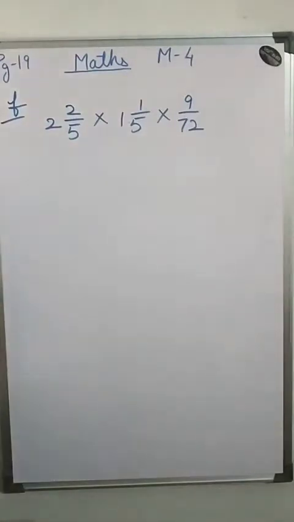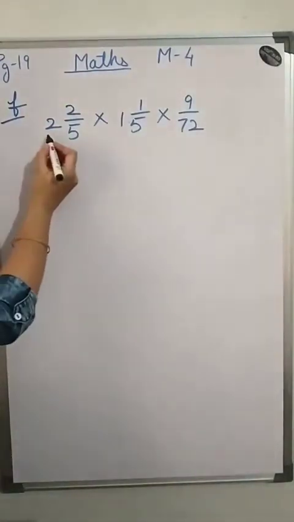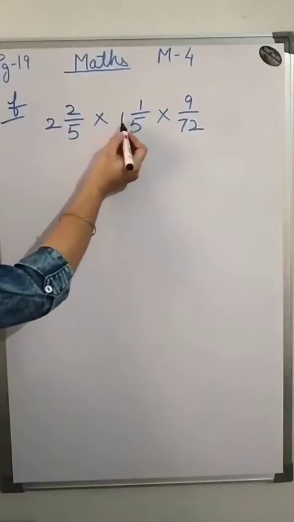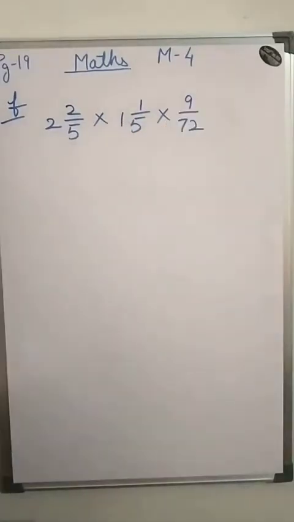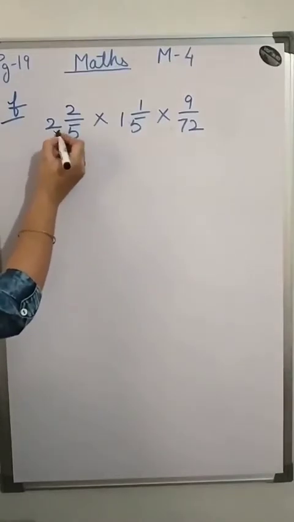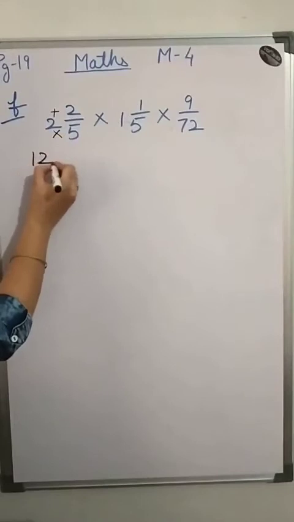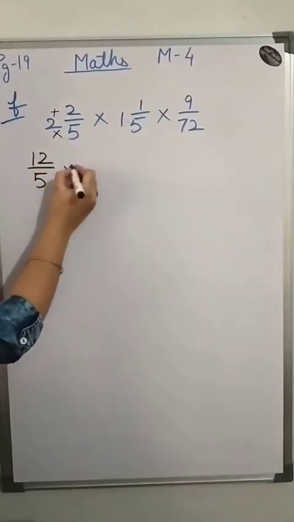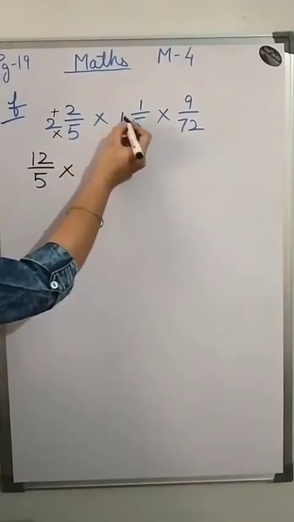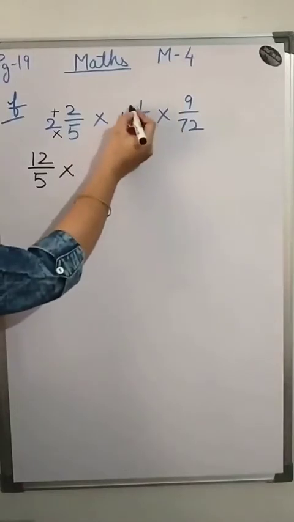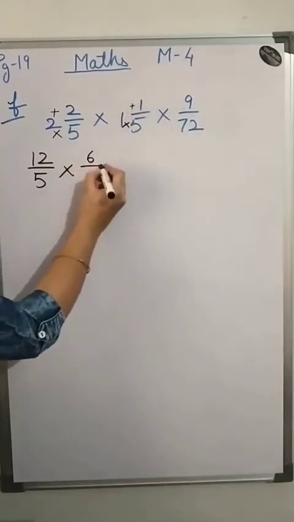I explain one more question, that is 2 1 upon 5 multiply 1 1 upon 5 multiply 9 upon 72. So what do we do first? First we convert mixed fractions into improper fractions. 5 into 2 is equal to 10. 10 plus 2 is equal to 12, so 12 upon 5. Multiply 5 into 1, 5. 5 plus 1 is equal to 6 upon 5.